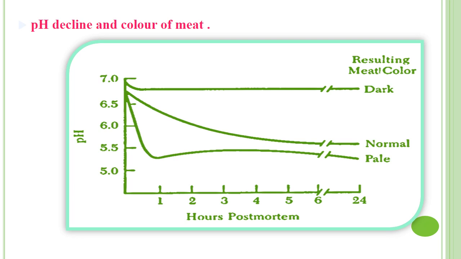So here, due to the pH, the water holding capacity changes, and in case of the top dark one, much of the color is absorbed, so it looks dark, whereas in case of pale, much of the color is reflected, so it looks pale. So all these things we have discussed in the previous lecture.